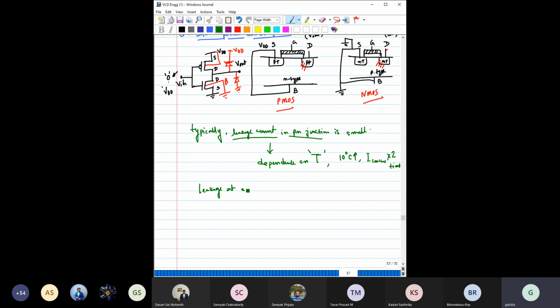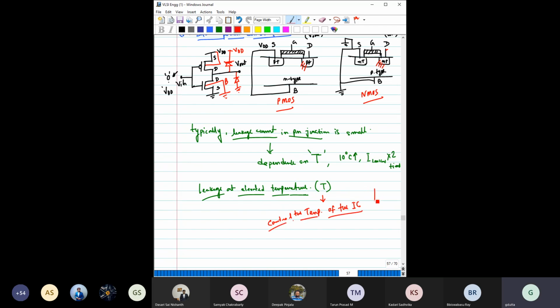So leakage at elevated temperature, right? That also gives you one idea that there is a certain requirement while you are making some IC, that you need to keep the temperature of the IC, or control the temperature of the IC, right?